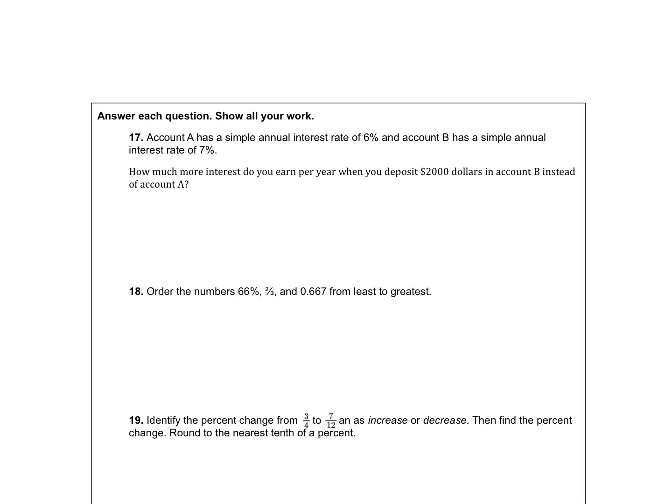This asks us to look at two different accounts and figure out how much more interest do I earn per year when I go with one account versus another. The only thing that's different is our rates. So our account A earns 6%, and account B becomes 7%. And my initial deposit is 2,000.